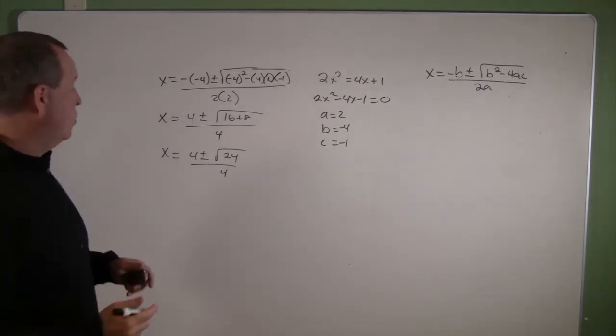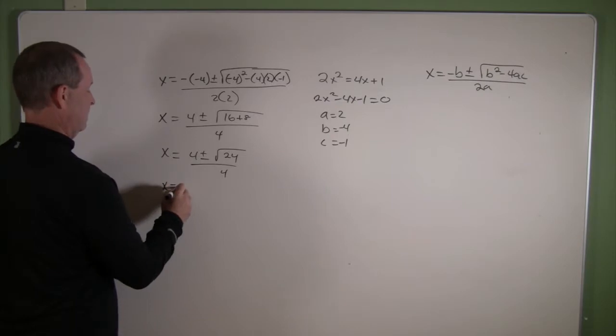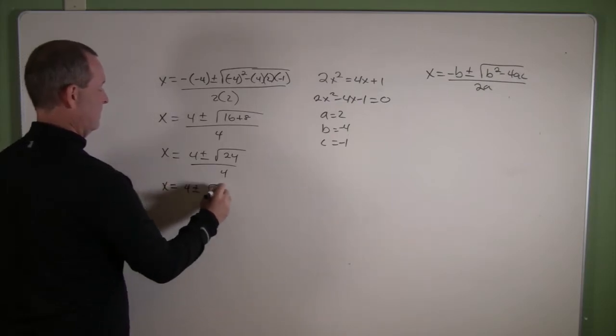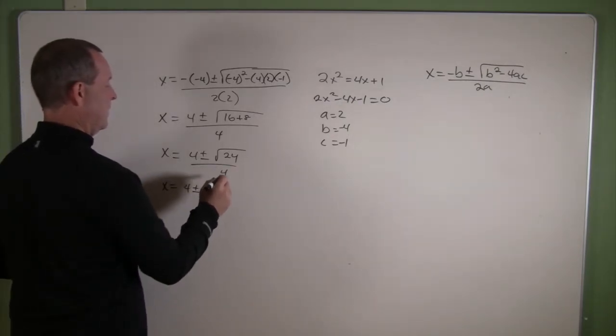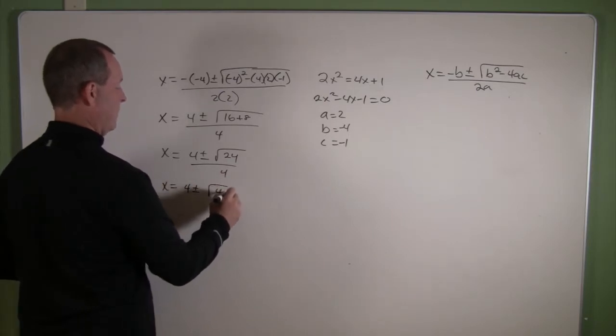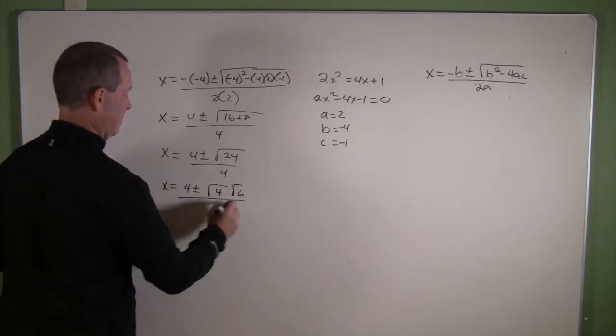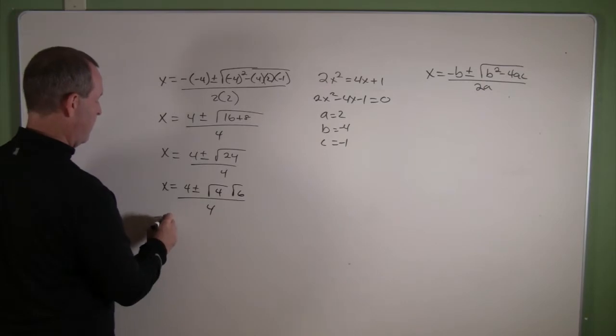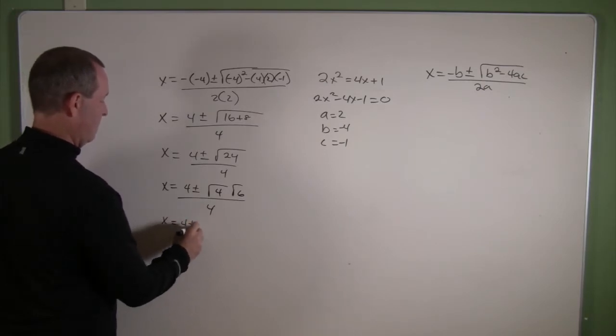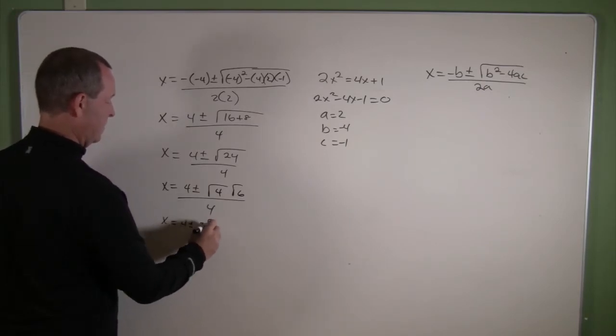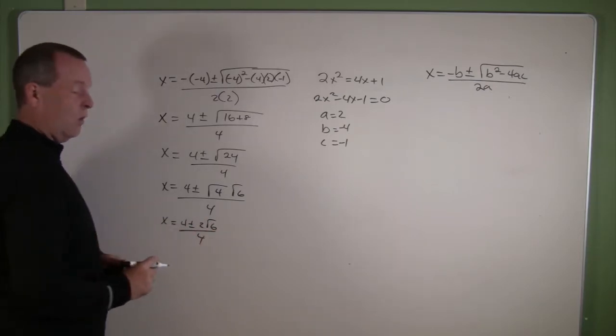I can reduce root 24 into, that's a 6 times a 4, so 2 times root 6. I broke it up that way because now I know that the square root of 4 is a 2. So 4 plus or minus 2 root 6 all over a 4.